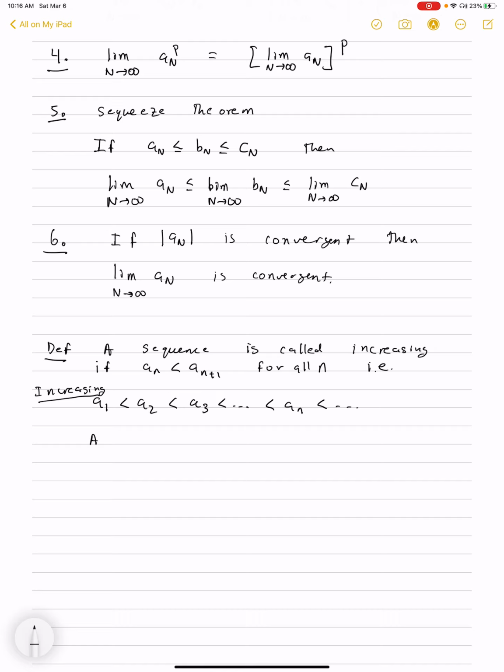So a sequence is decreasing if I just flip the inequality. So it's decreasing if A sub n plus 1 is less than A sub n, for all n. So decreasing and increasing, two terms you need to know. Here's one definition, here's the second definition.